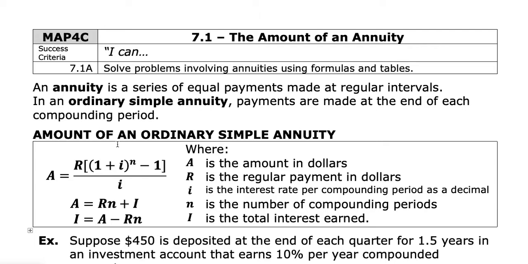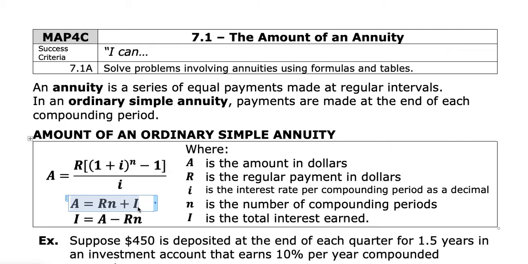So for the amount of an ordinary simple annuity formula, we're going to first talk about the way that we are generating money. We are making regular deposits. Our total amount is made up of our regular payment times n, the number of compounding intervals, the number of times that we're going to actually make this payment. So the product of those two, the regular payment times the number of compounding periods, is the sum of the money that we've actually deposited.